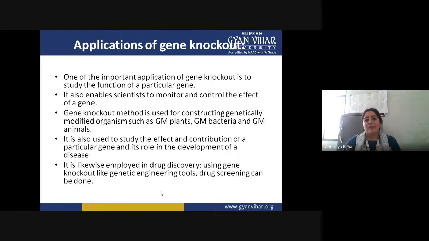If there is a disease causing gene or other liability inside them, we can knock that particular gene out and make things efficient. It is also used to study the contribution of a particular gene and its role in the development of disease. So we can use gene knockout for diseases also. Likewise, it is employed in drug discovery, where genetic engineering tools and screening can be done. For those doing genetic engineering, this is a very basic tool to know the effects. So that's why they use gene knockout.